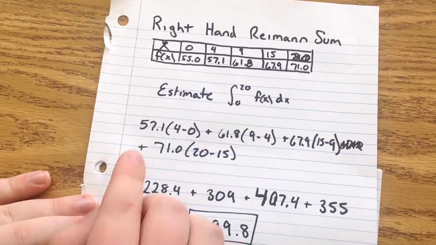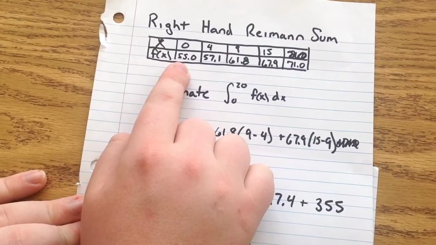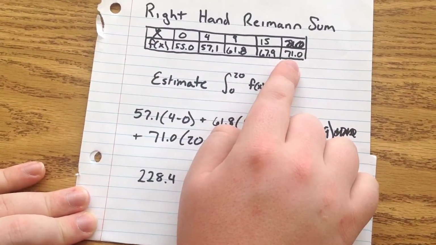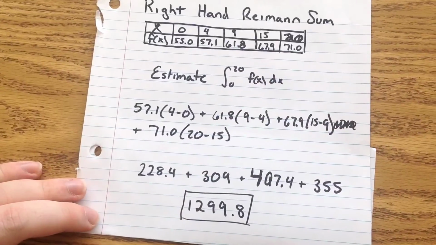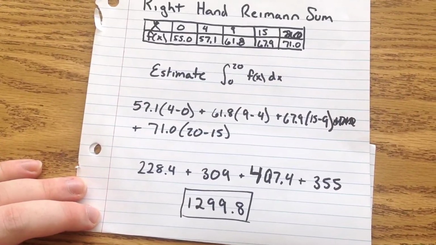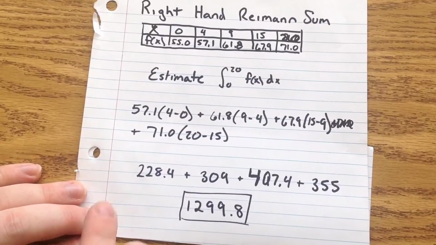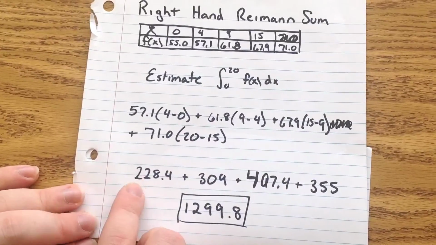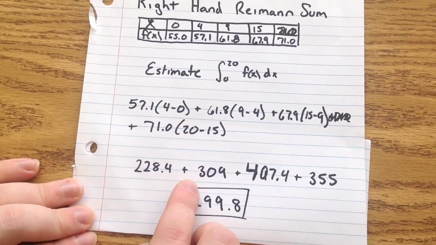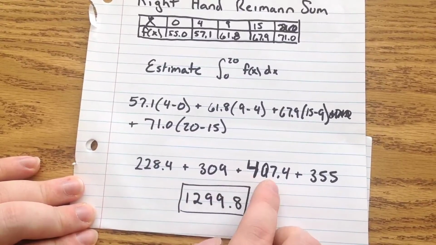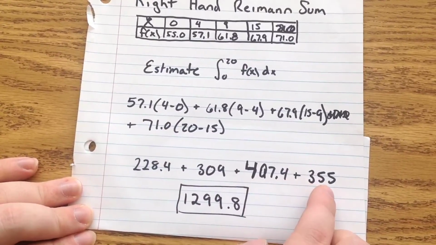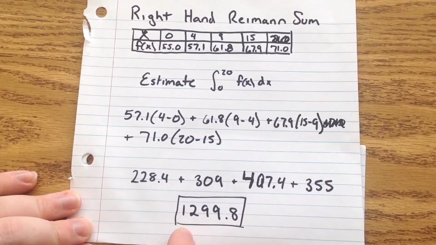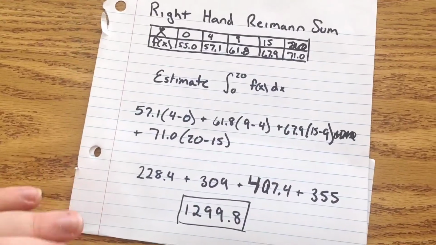This is different in the fact that you're not using this number as you would in the left hand, and you are using this number, which you would not use with left hand. And this is still an estimate for the area between 0 and 20. This is the equation that you would get once you did all that. And that simplifies to 228.4 plus 309 plus 407.4 plus 355, and you would get the answer of 1,299.8, which is similar to the left-hand Riemann sum.